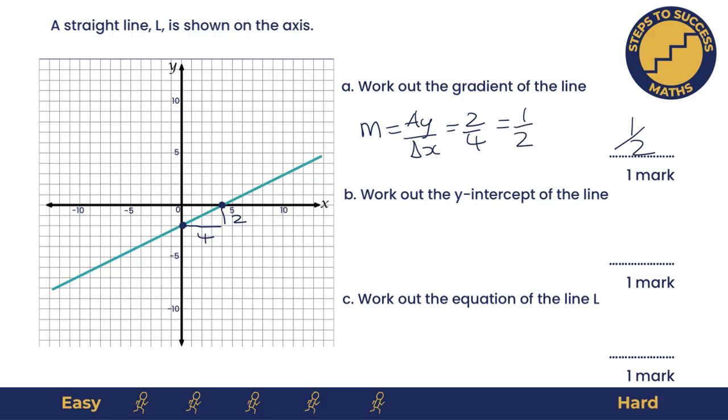Work out the y-intercept of the line. So where does it cross the y-axis? Just check your scale. So that's at negative 2. So the equation of the line is y equals a half x take away 2.